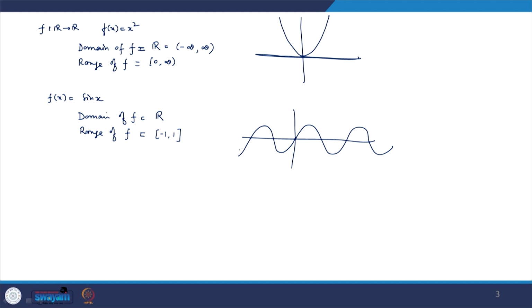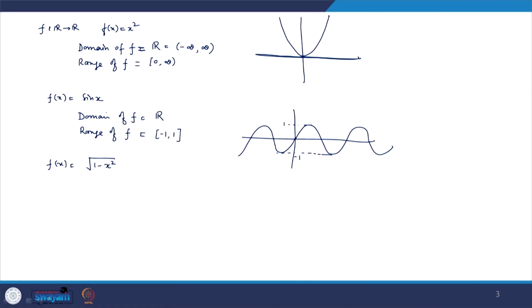Similarly, here, this value is 1 and this value is -1. So, sin x is always lying between -1 and +1. Now, take another example, say f(x) equal to under root 1 minus x square. Now, let us try to figure out the domain and range of this function.